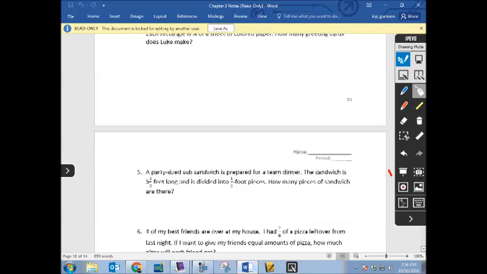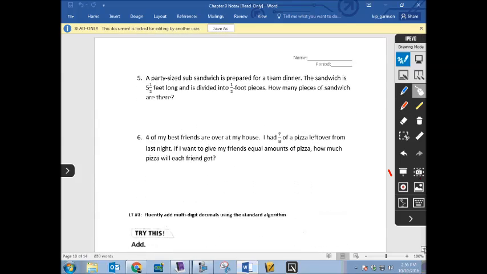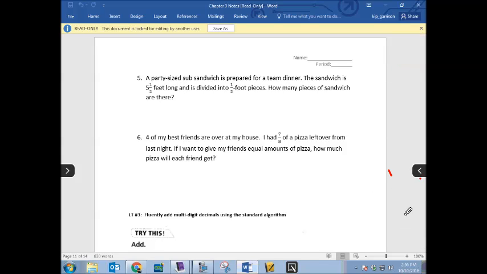Let's go to the next page. We'll go to page 11 here. A couple more. Just 2 more here we got to do. Okay, a party-sized sub sandwich is prepared for a team dinner. The sandwich is 5.5 feet long and is divided into 1/2 foot pieces.